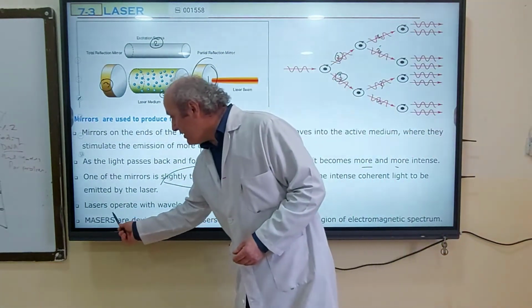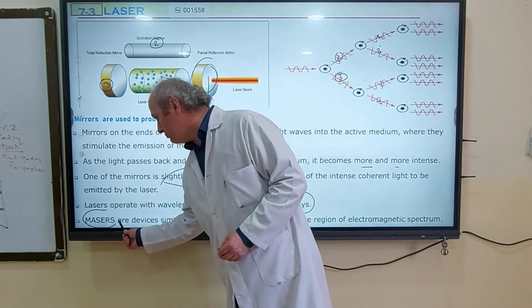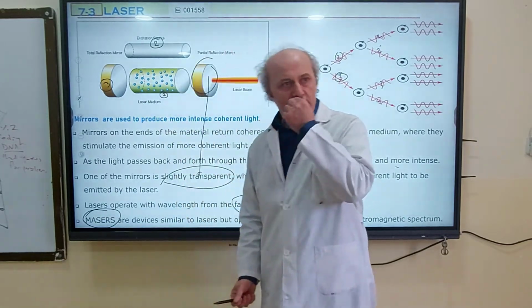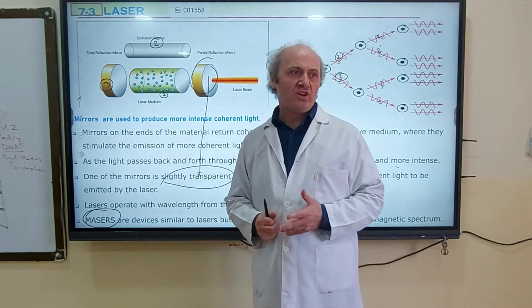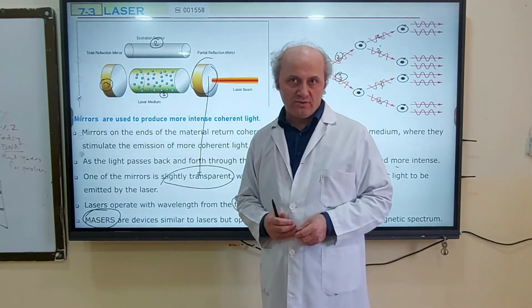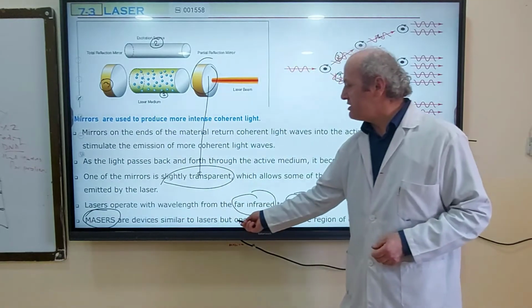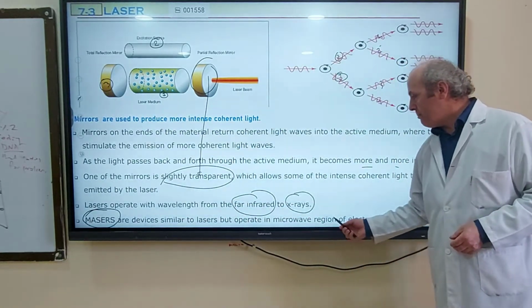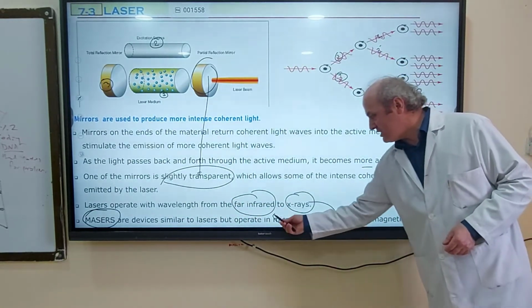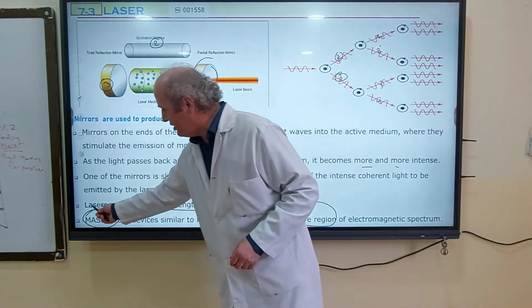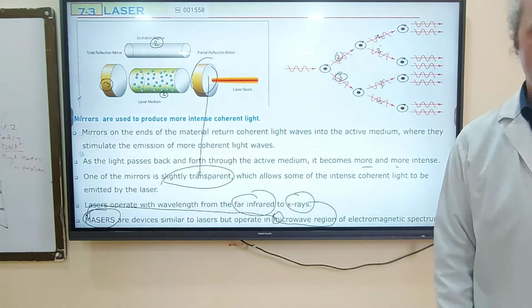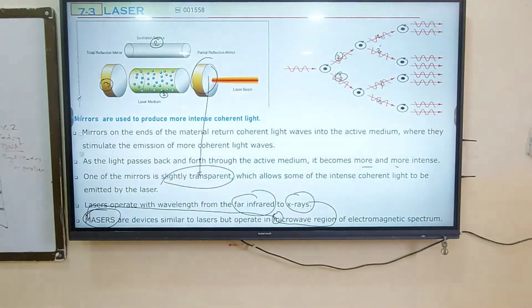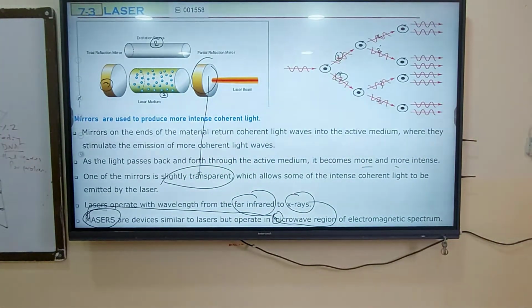And also there is another type of thing which is called masers. Masers are also operating in the same method. However, their operation regions are different. Microwaves. Masers are devices similar to lasers but operate in microwave regions. So take this M, put it in here, change laser to maser. This is also a possible exam question. So masers are devices similar to lasers but operate in microwave regions.